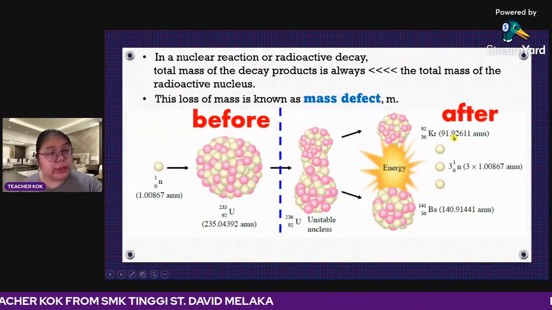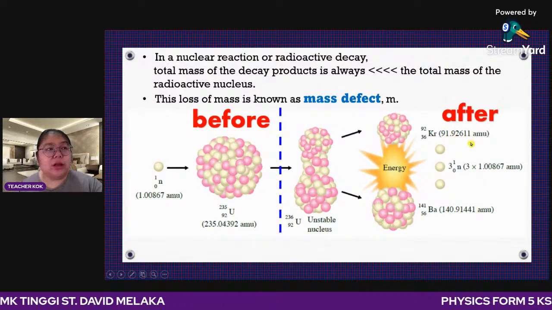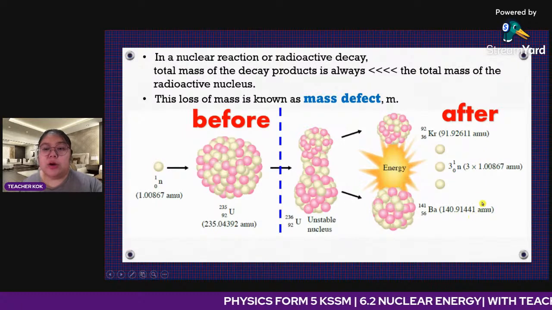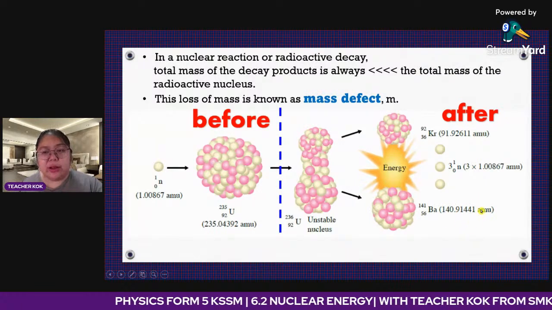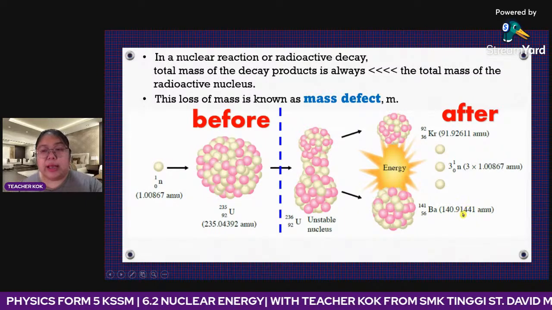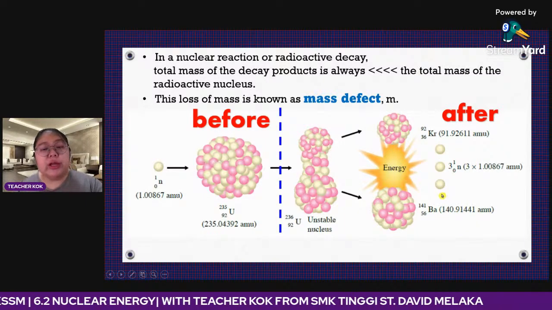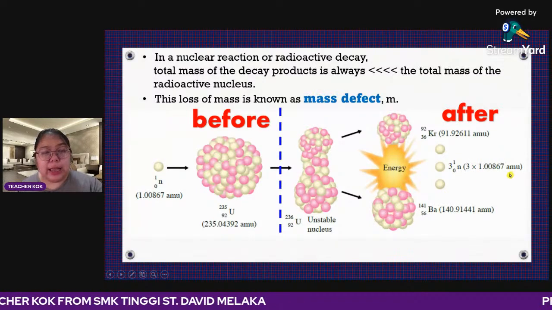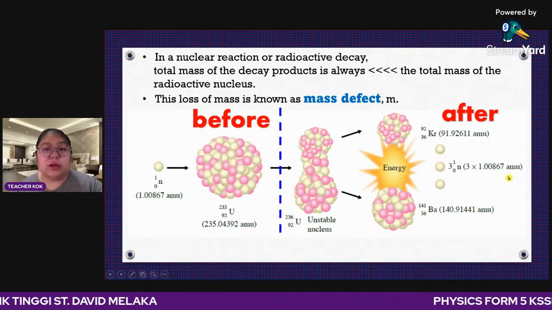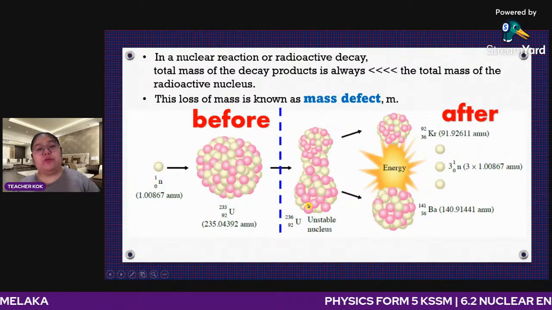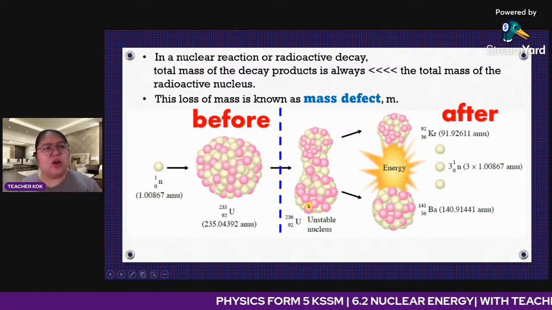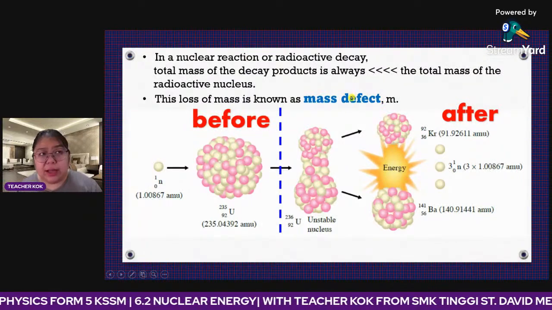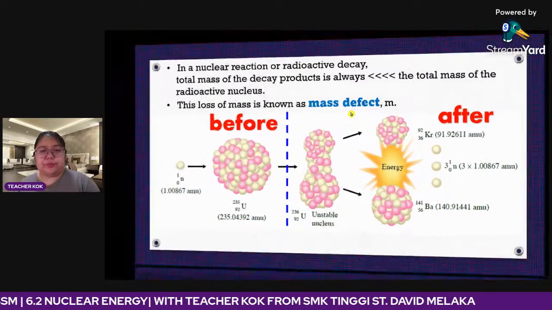There's krypton. They give you the AMU already, 91.92611. After that, we have barium, and they also provide the AMU. And don't forget, we have 3 neutrons, so you need to take 3 multiplied by the AMU of the neutron. Finally, we need to find how much mass was lost, which means we need to find the mass defect in this situation.